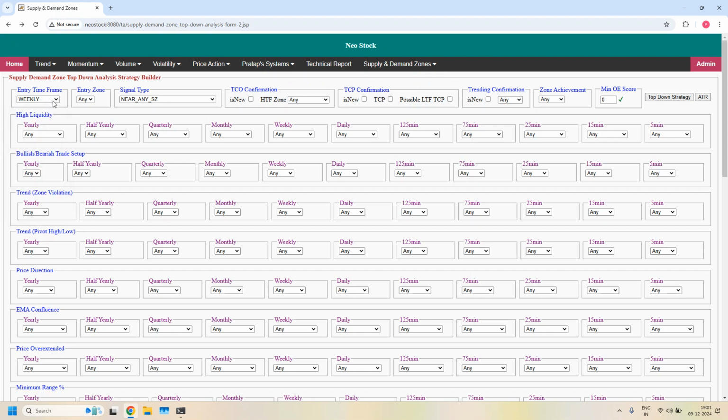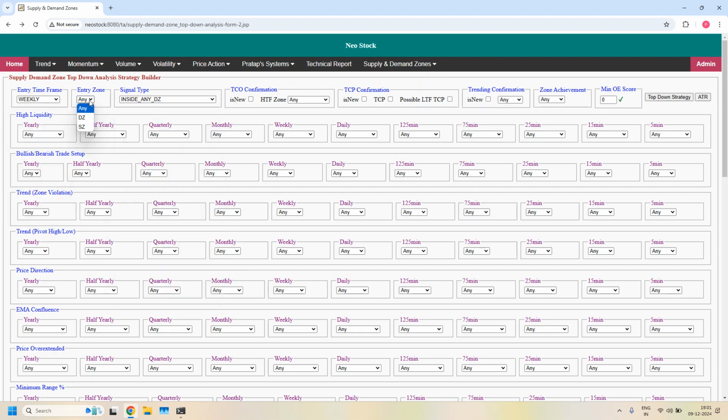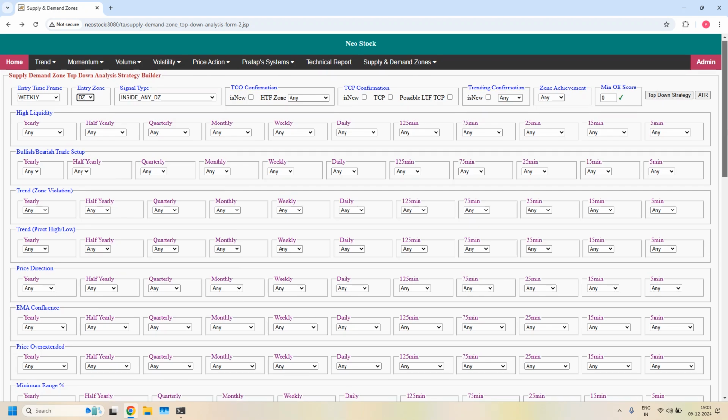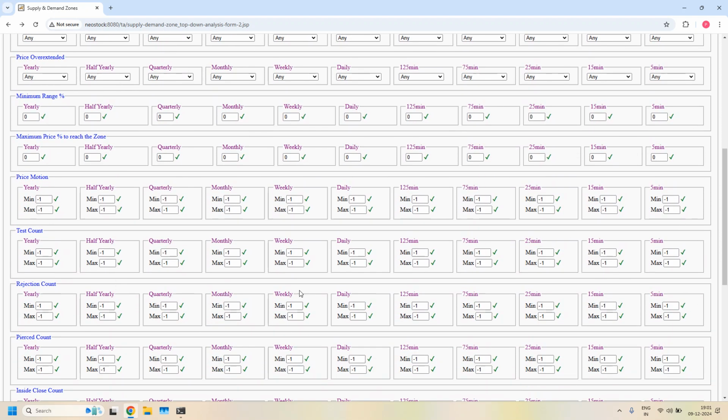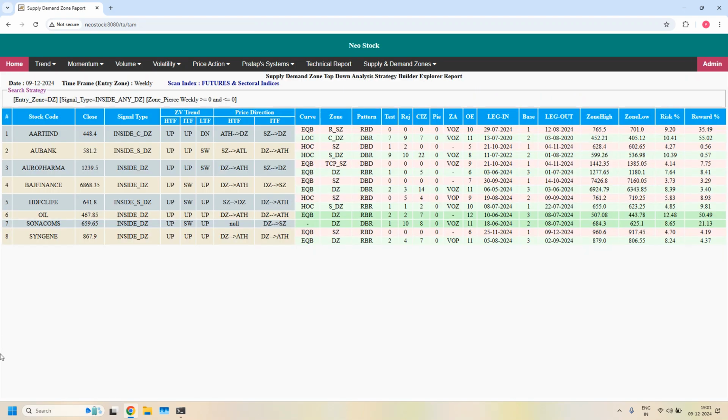Next weekly time frame, price closed inside weekly demand zone, and this demand zone should not be pierced. So pierced count, weekly time frame, minimum value 0, maximum value 0. Let's filter. 8 stocks are filtered. Weekly demand zone, price closed inside this weekly demand zone.